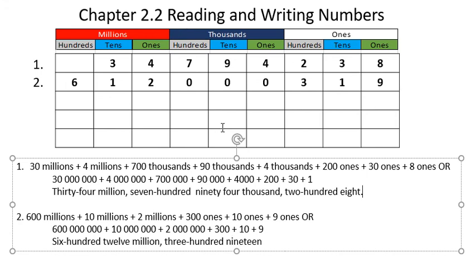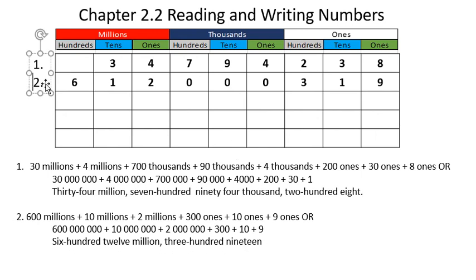However, not always do we have a non-zero digit in all of our columns. Let's look at number 2 here for a moment. So here we see in the millions section, we see 6 hundreds, 1 ten, 2 ones. In our thousands grouping, we see 0 hundreds, 0 tens, 0 ones. And in our ones grouping, we see 3 hundreds, 1 ten, and 9 ones.